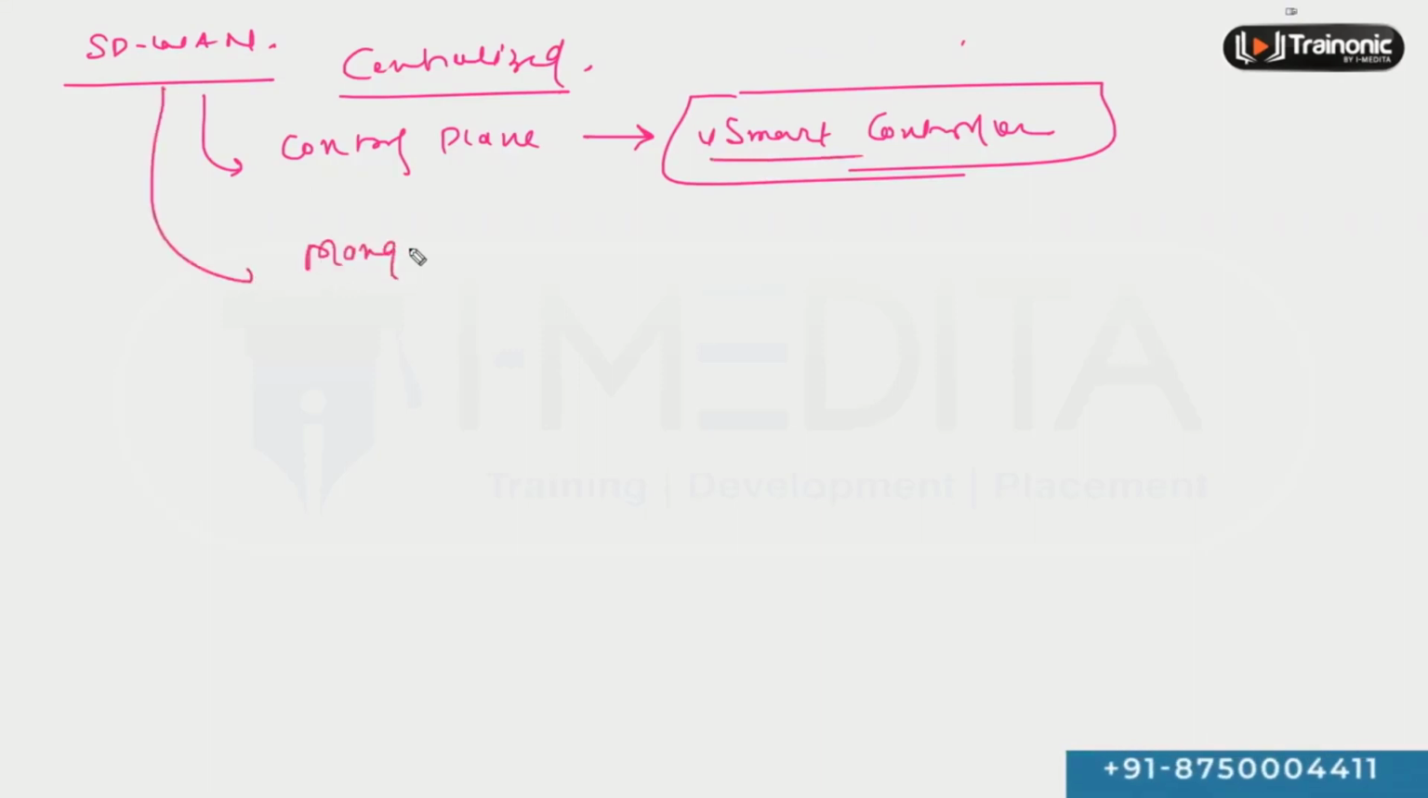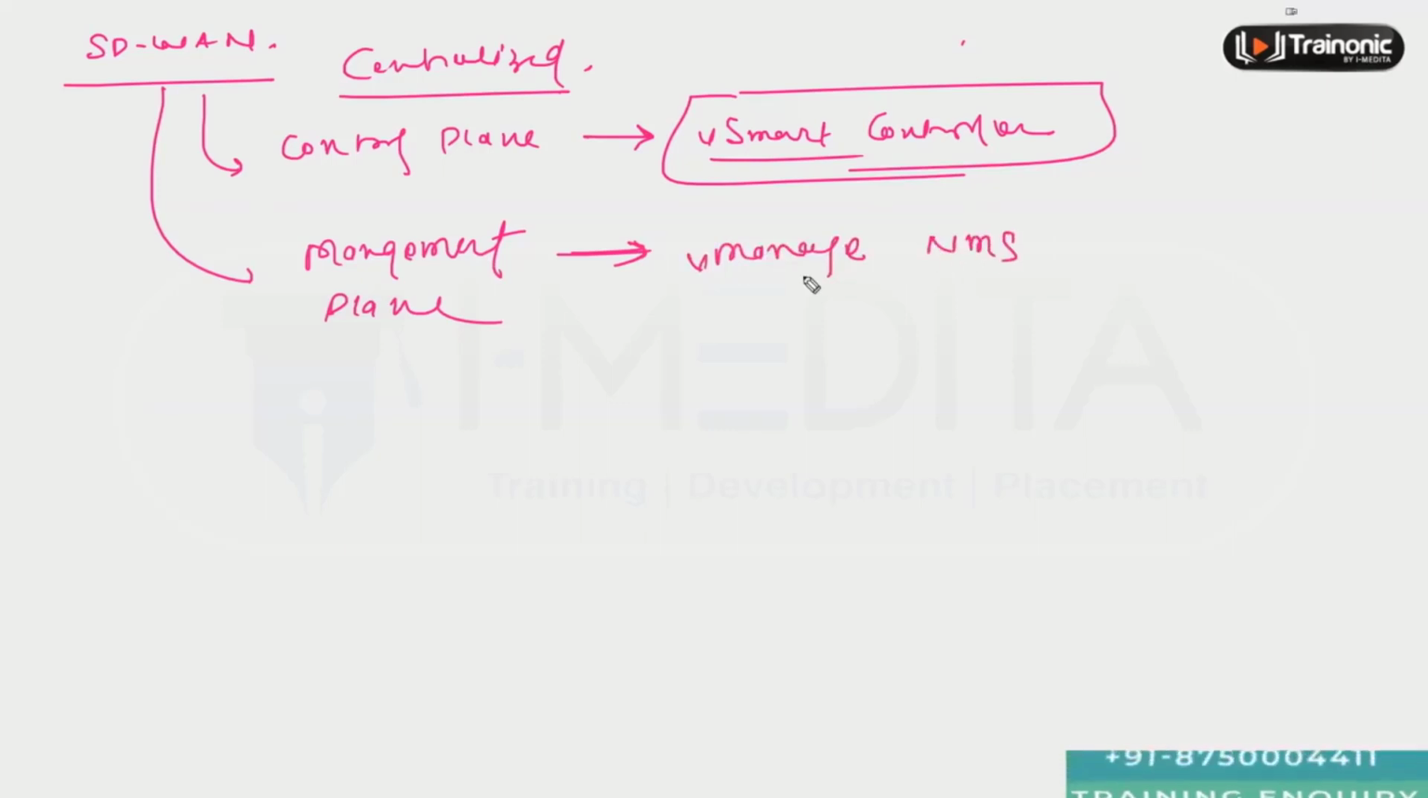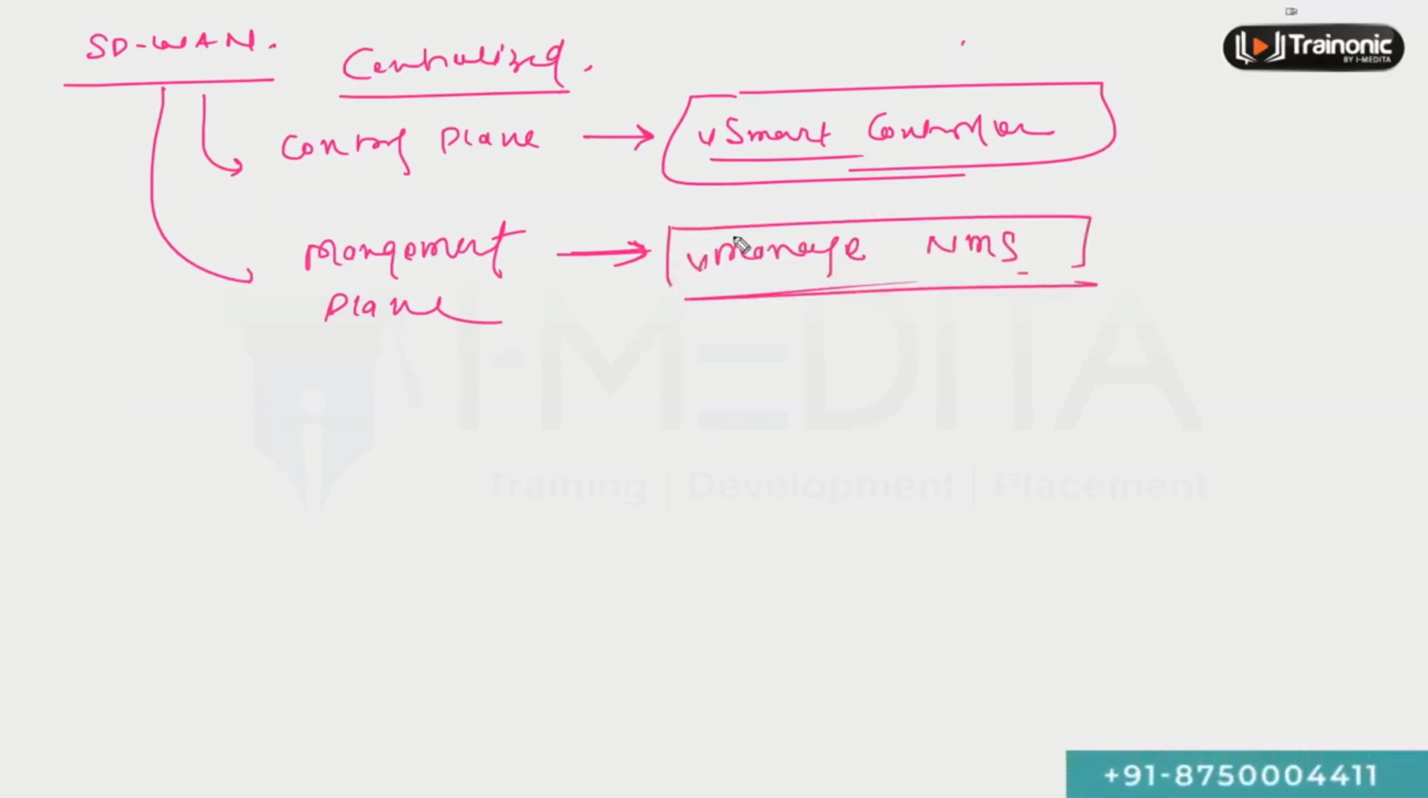When we talk about the management plane, I want to be able to access all these devices from a centralized point. That is now done with the help of something called the vManage Network Management Station. This is also a controller in SD-WAN. The vManage NMS is responsible for centralizing all the management related tasks. Then we have the data plane.